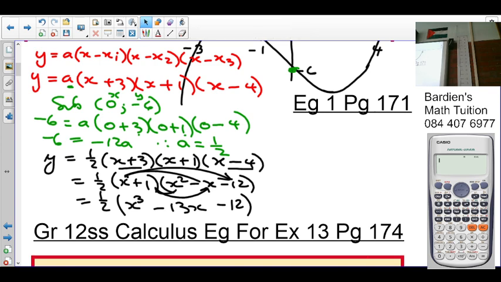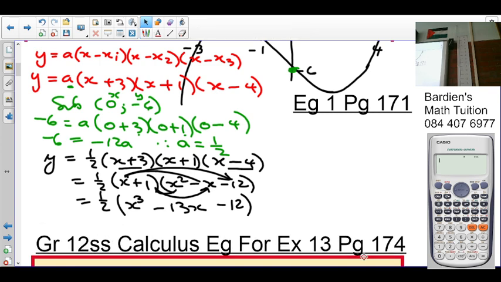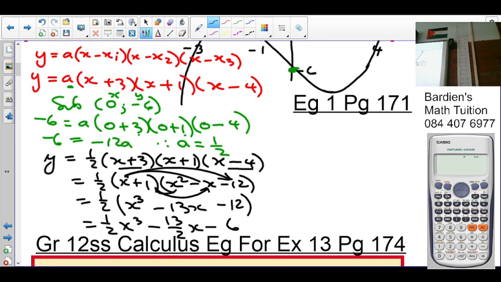So now to get rid of the half, it will be a half x cubed minus 13 over 2 x minus 6. So my a value is a half. You just underline it because that's within the sum. My b value is negative, not my b value, but my c value.